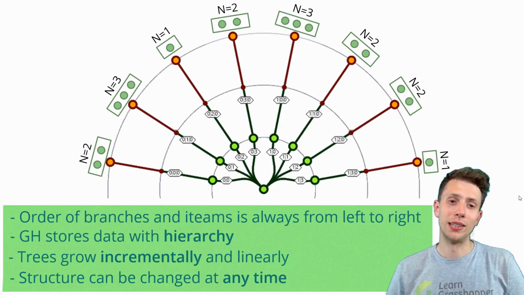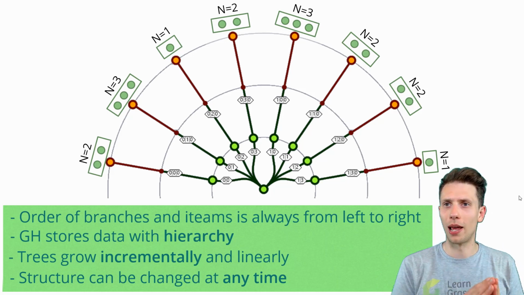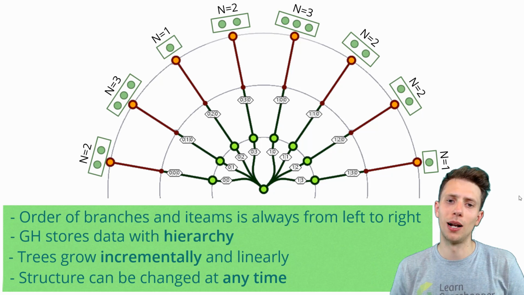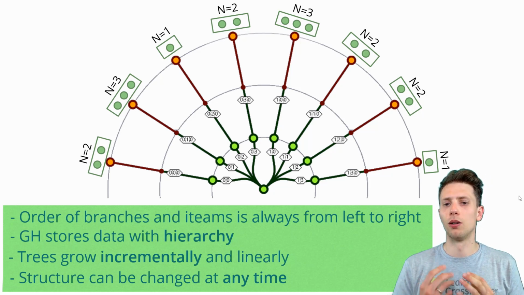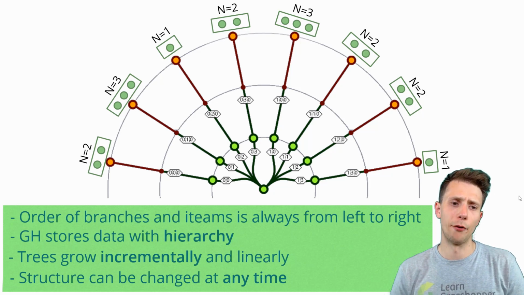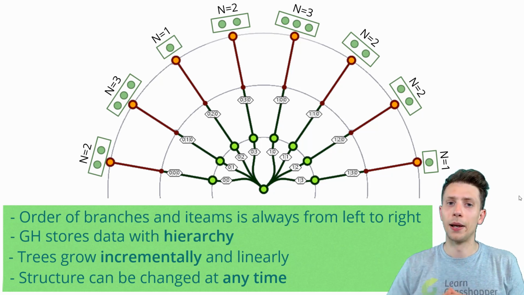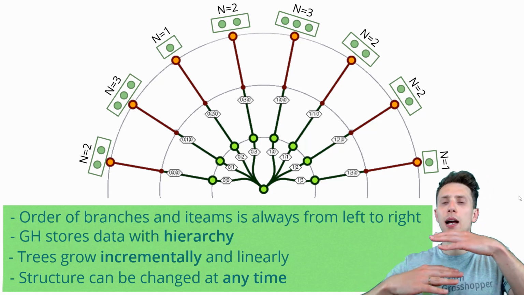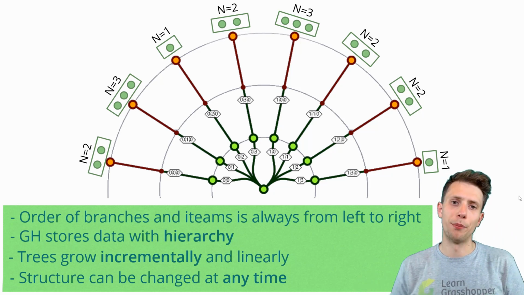When we look at the data tree, the order of branches and items is always from left to right. So it's always natural, as we create our scripts in Grasshopper from left to right. So the order of branches and items also follows this direction. Grasshopper always stores data in a hierarchy. Some of the levels are deeper, some are not. So just remember that Grasshopper as a principle maintains this hierarchy.